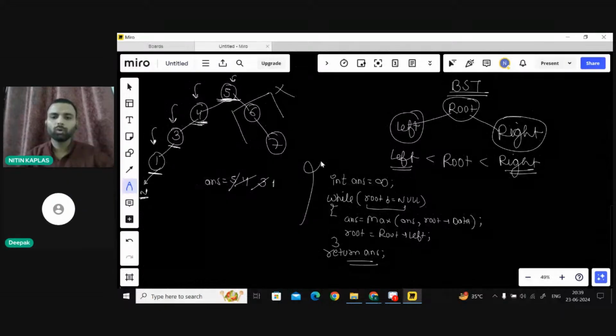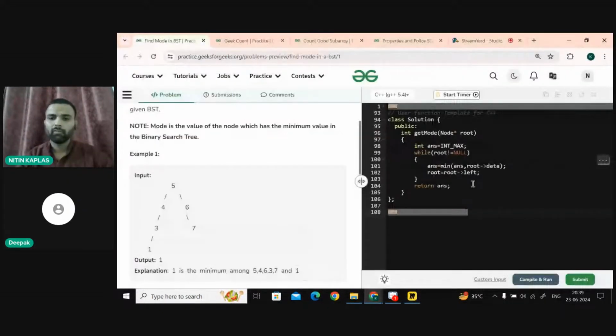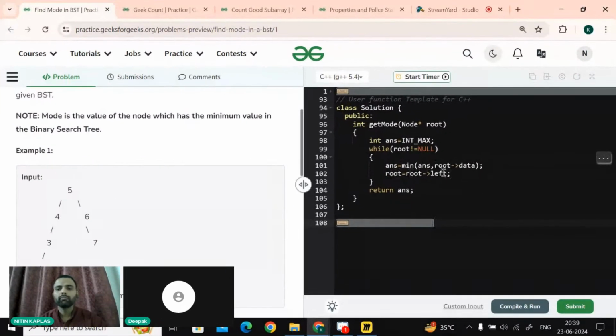Okay, so the same code is this code, right? So let's save our time. The same code we have written here. Just initialize your answer variable as max value, write the stopping case, update your answer variable and go into the left part of it. At the end of it, just return the answer, right? So yeah, that's the simple idea.